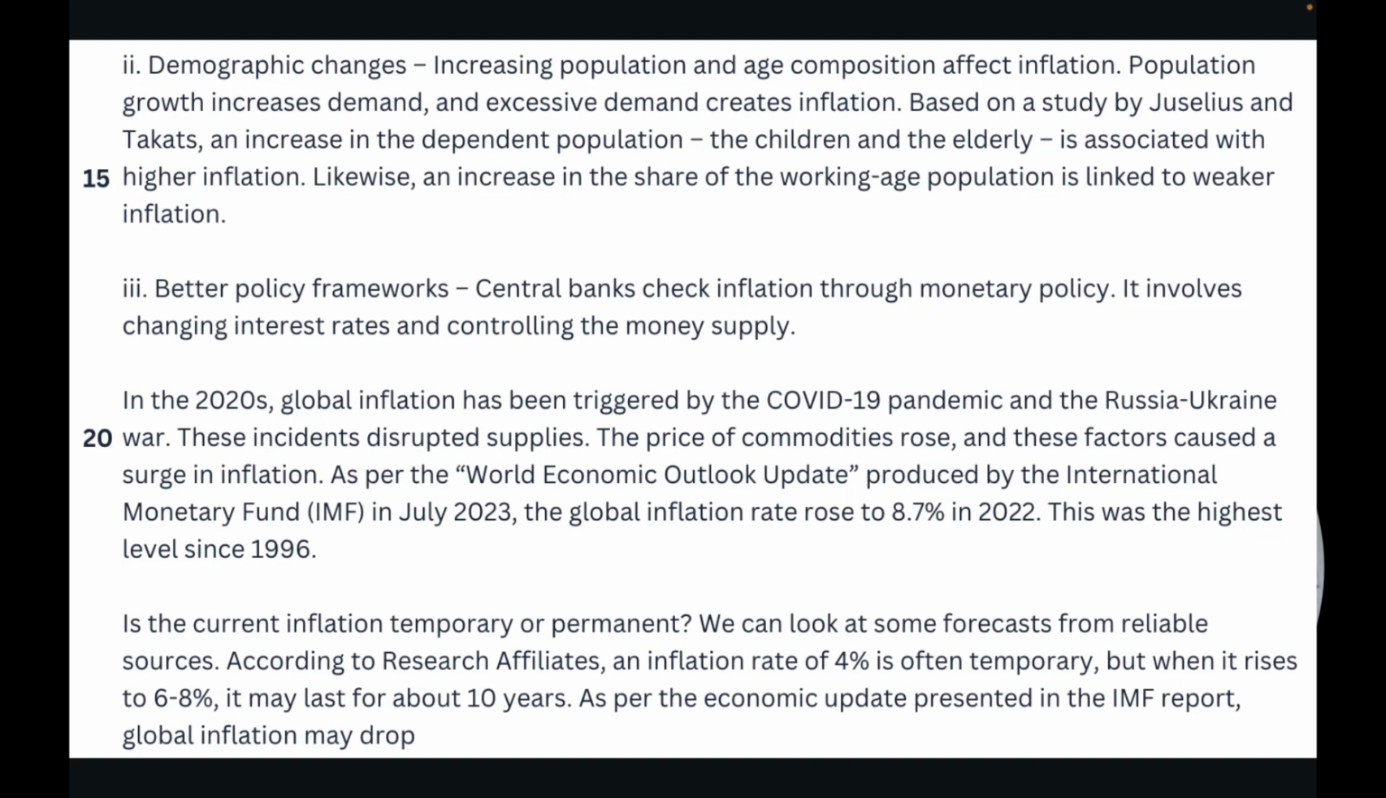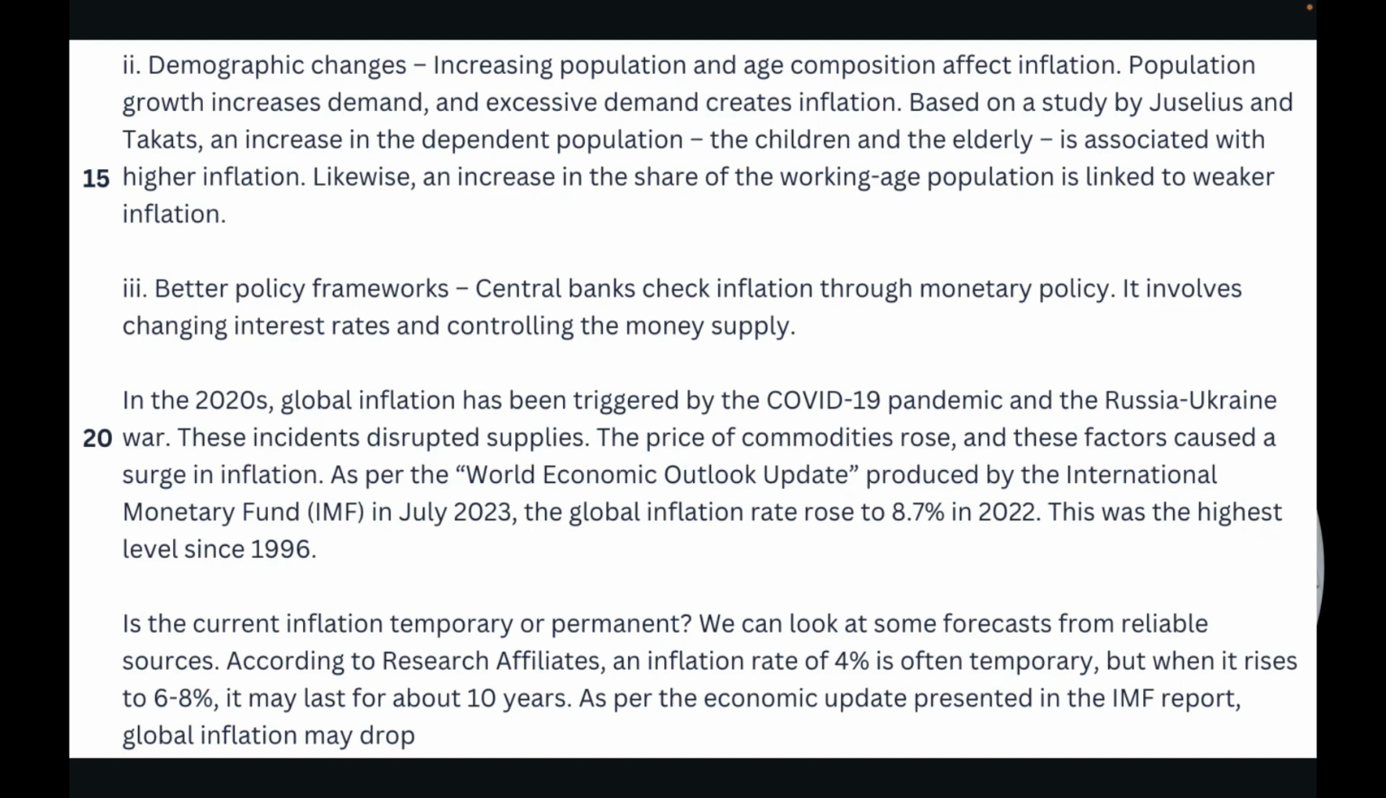In the 2020s, global inflation has been triggered by the COVID-19 pandemic and the Russia-Ukraine war. These incidents disrupted supplies. The price of commodities rose, and these factors caused a surge in inflation. As per the World Economic Outlook update produced by the International Monetary Fund in July 2023, the global inflation rate rose to 8.7% in 2022. This was the highest level since 1996.